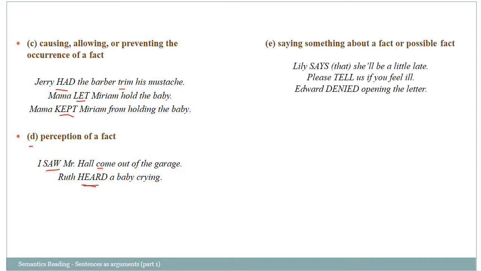So item 5 is about saying something about a fact or possible fact. Lily says that she will be a little late. Please tell us if you feel ill. Edward denied opening the letter. Say, tell, deny: verbs like this convey the message of saying something about a fact or possible fact.